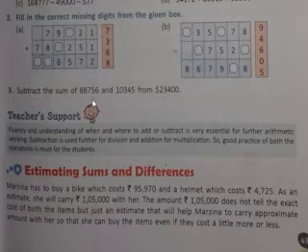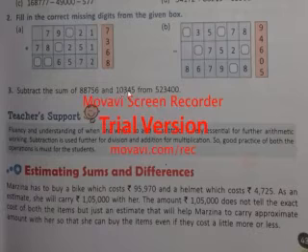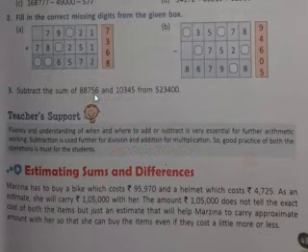Subtract the sum of 88,756 and 10,345 from 5,23,400. So from will be at first. And students, till now you might have not got a concept of bracket. So I am introducing a concept of bracket. Bracket means what? What is inside the bracket, that work should be done earlier.